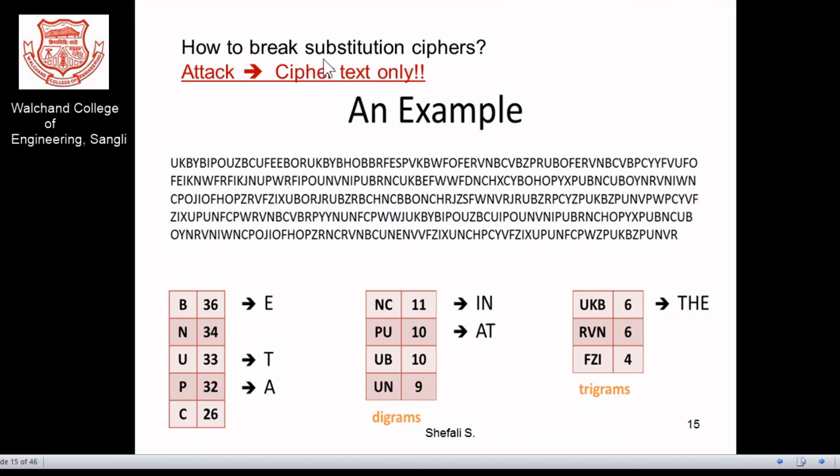In a substitution cipher, if the attack is a ciphertext-only attack, because you know only the ciphertext, then by finding out the frequency of B, or the frequency of two letters, you are able to decode. And what I said about digraphs and n-graphs, you can understand this concept here in a very clear format.